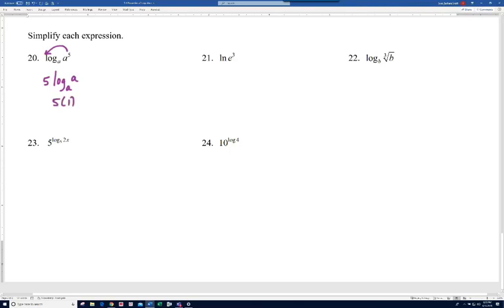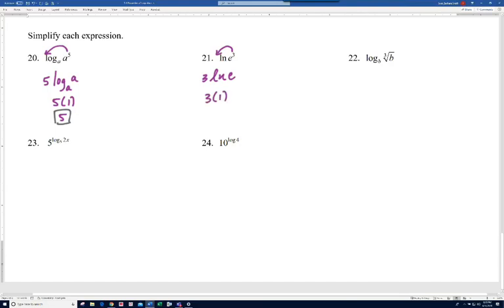So this is 5 times 1, and we get 5. Now 21 and 22 are almost exactly the same, just a little different because we're using a couple of other ideas. On 21, remember, first of all, we'll use the power rule again, and we'll pull out that 3. But this is a natural log, which has a base of e.